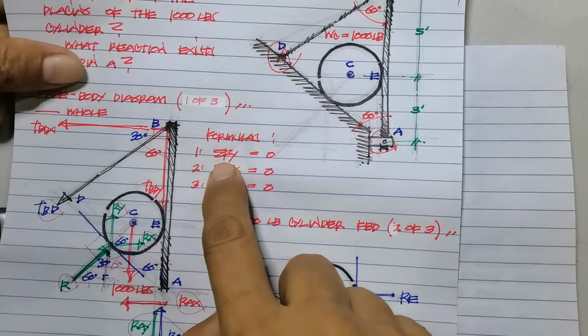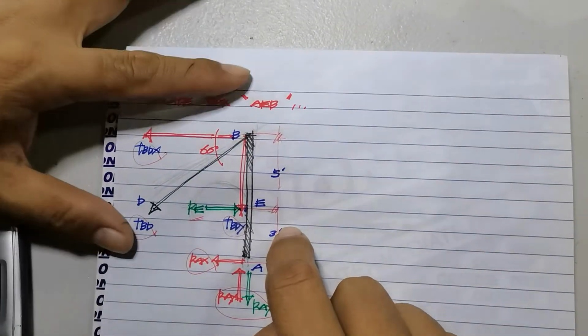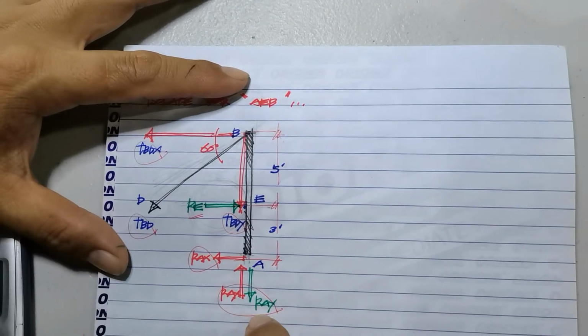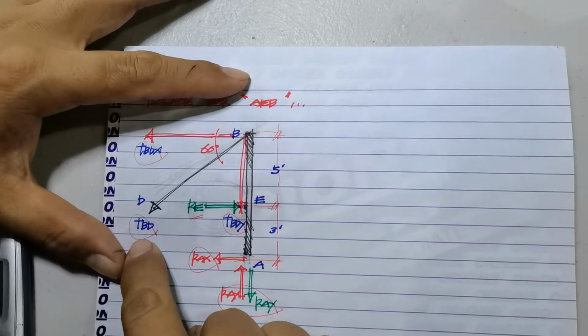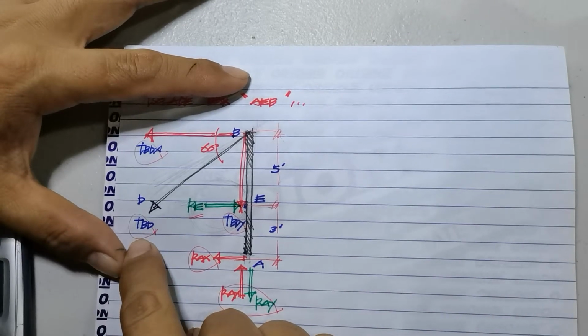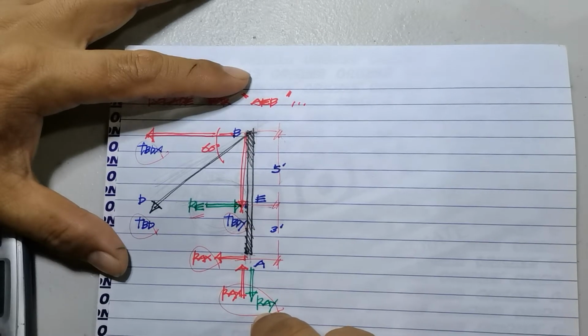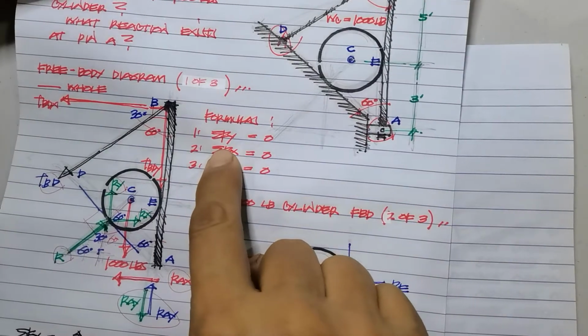So, what if tayo ay mag-take ng vertical equation? Kung tayo mag-take ng vertical equation, counted si TBD of Y, counted din si RA of Y. Problem is, wala tayong TBD. So, hindi natin po pwedeng gamitin yung TBD of Y. At wala rin tayong RA of Y. So, hindi po pwede yung ating vertical equation.